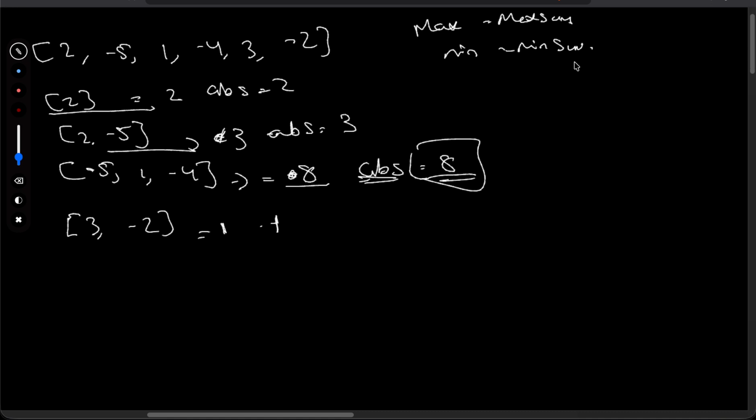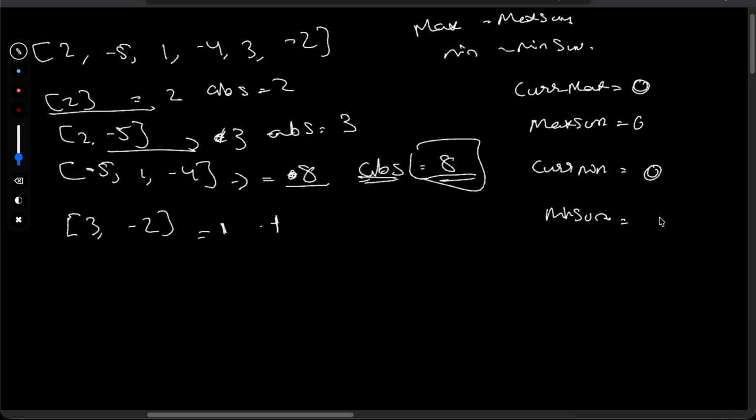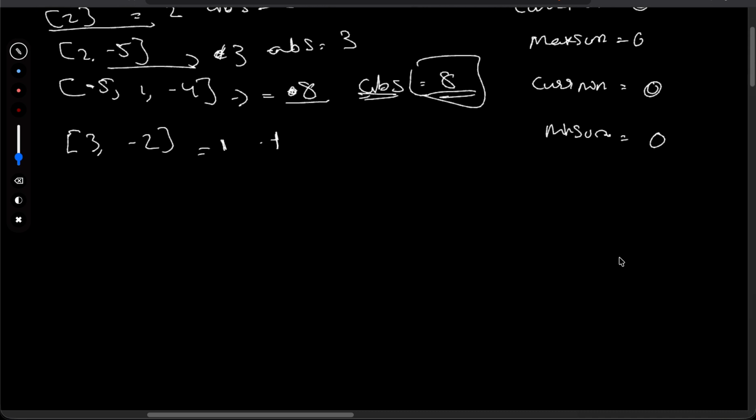First we make these 4 variables. Current max is 0, the current positive sum, and max sum is 0, the maximum positive sum. Next, current min is 0, the current negative sum, and min sum is 0, the most negative sum. Okay, so we traverse the array.